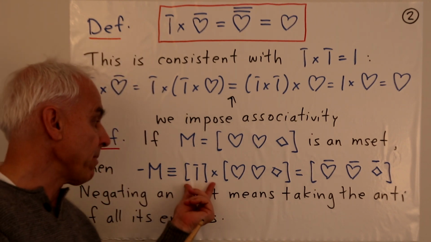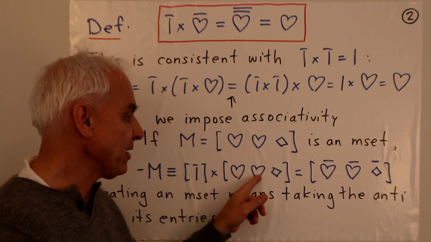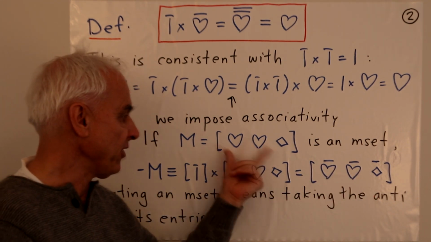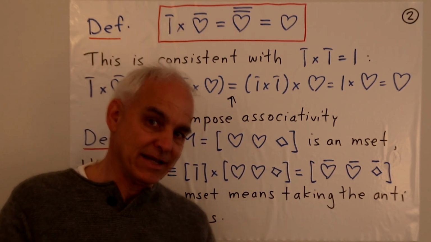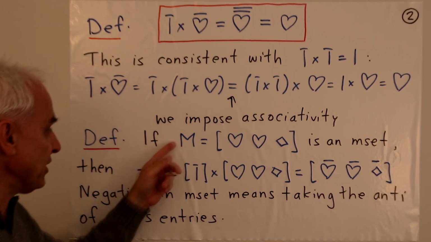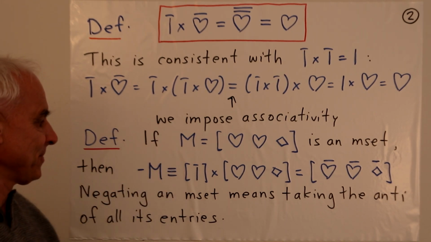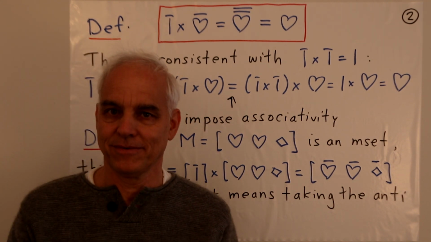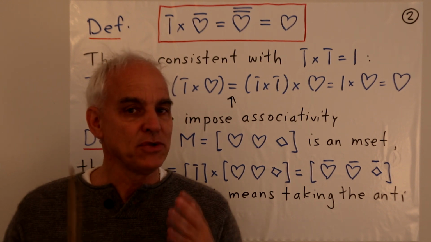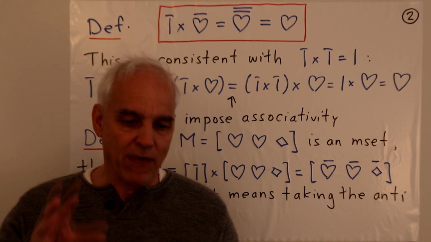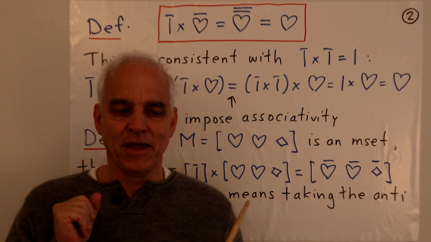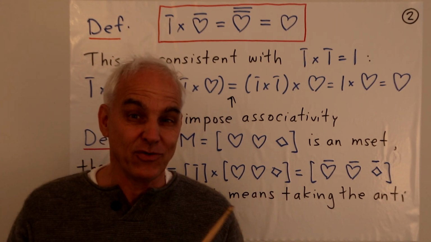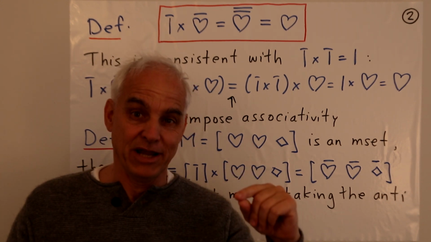So the effect of multiplying by -1 is to take the anti of each of the original elements of the mset. Go from mset m to the mset of its antis. And that is the negative of the original mset. So negating an mset means taking the anti of all its entries. We don't have to do this now in a formal sense, really. We have a rather specific idea and framework for talking about combinations of msets, including negative combinations.